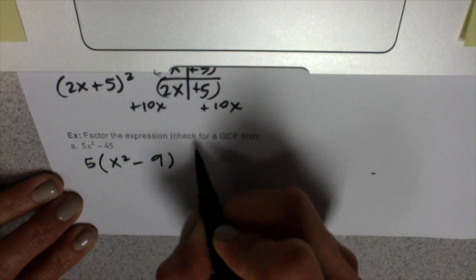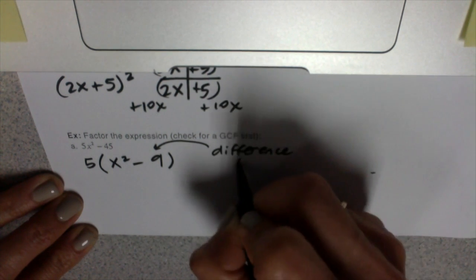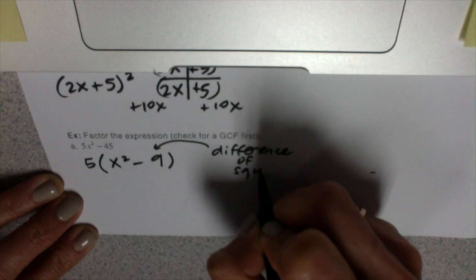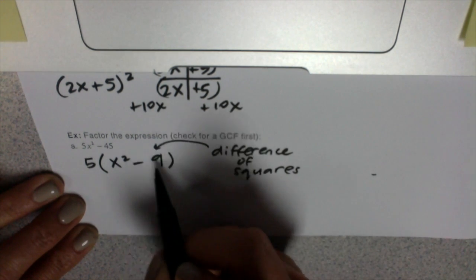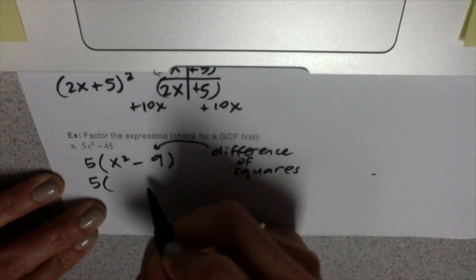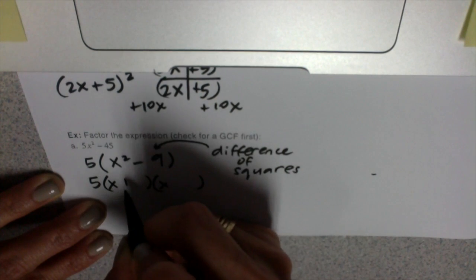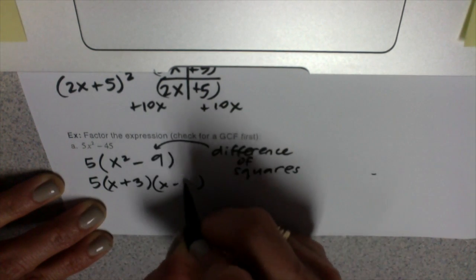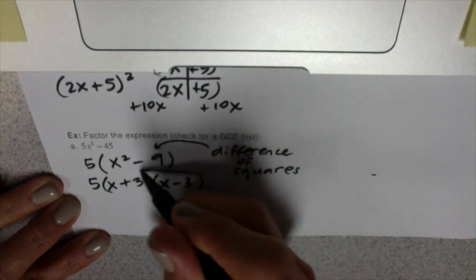Next, if you'll notice, this is a difference of squares. So that is a difference, and they're squares, so we can use the pattern from earlier in the notes. We'll go x and x is x squared, and then plus 3 and a minus 3 is the pattern. We'll give you the negative 9. And here's your answer.